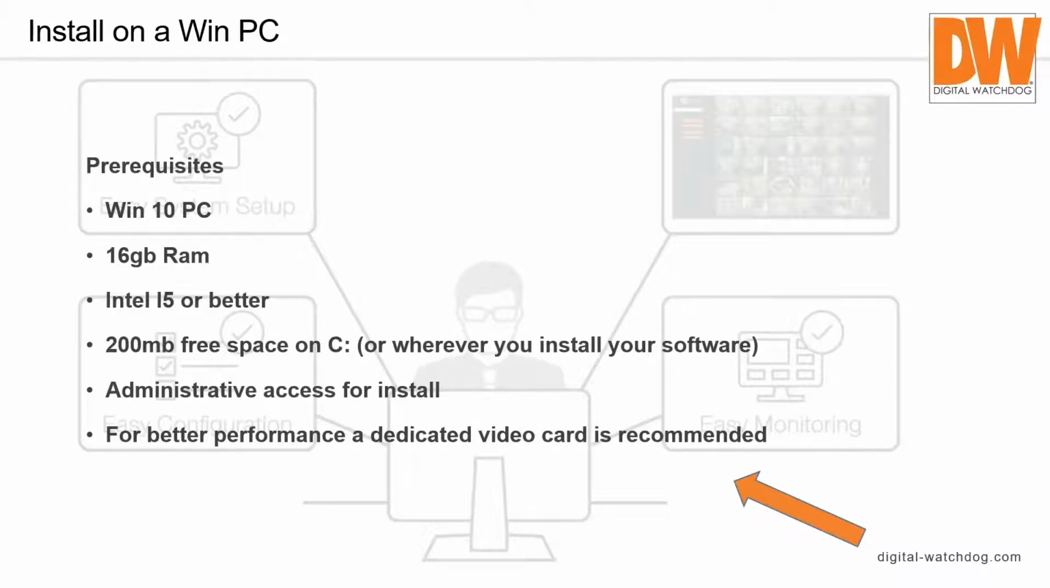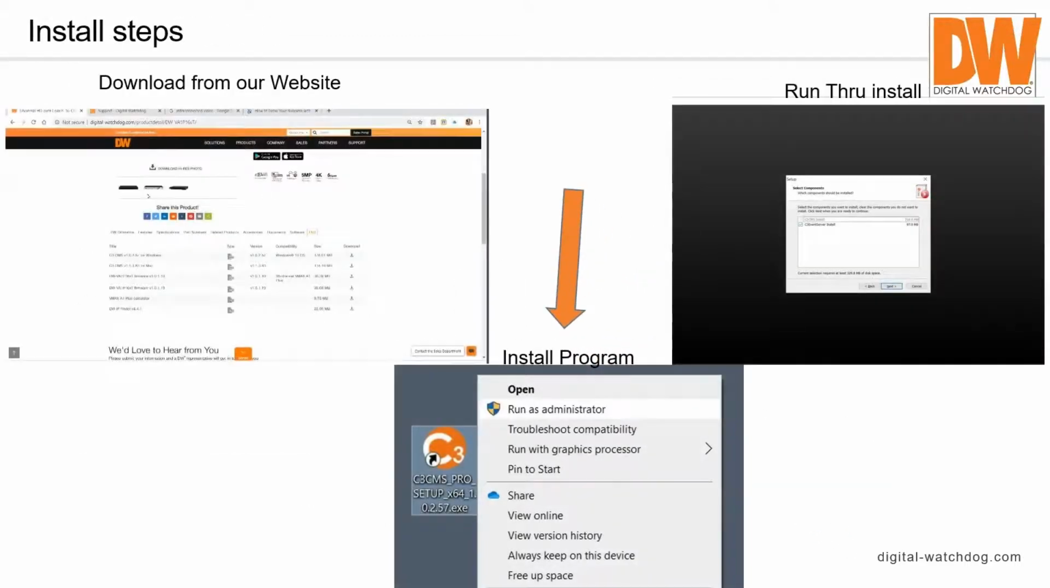So these are the prerequisites. Again, with 8 gig of RAM it'll work, and we're actually going to talk about the setup tweaks you can make so it performs better on slower machines. So the first thing you're going to do is go down to our website and download the software, okay?